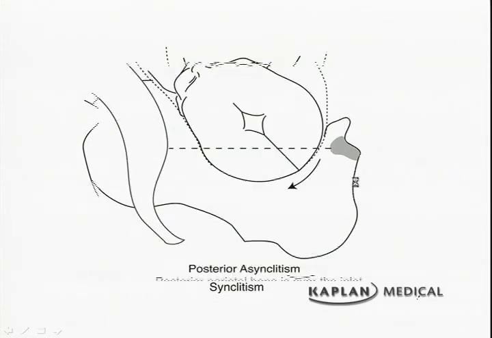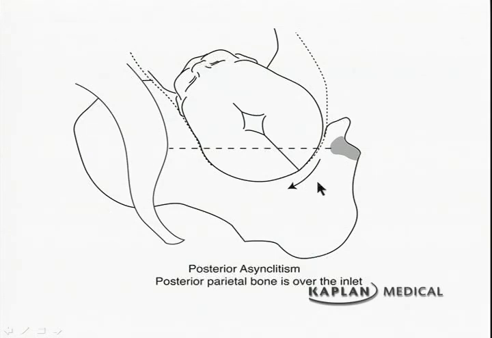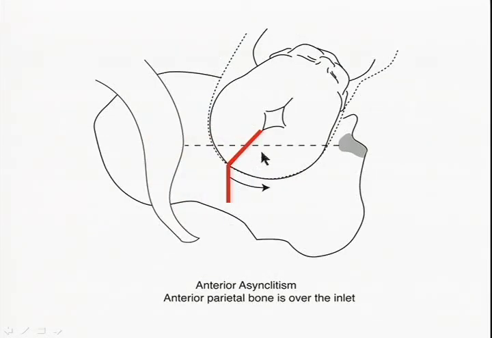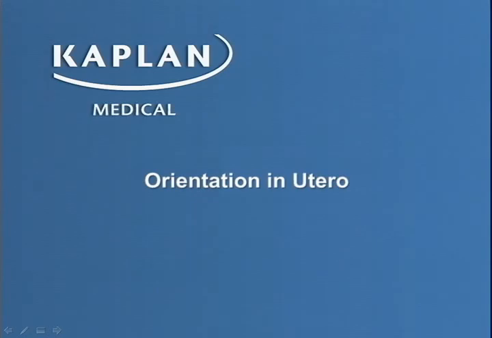Now look what happens. This is called a posterior asynclitism. And where will the molding then be? Down here, off to the side. And that's what happened with this baby. This is an anterior asynclitism. And you can see that the molding is going to be on the other side of the head in this situation. If the head is asynclitic, even though the baby's not too big, you may very well have an obstructed labor, a failure to push the baby out, and she will require a cesarean. And that is the end of asynclitism.